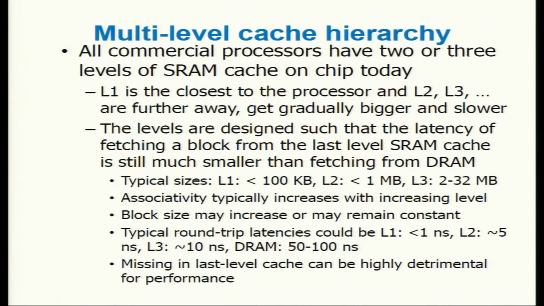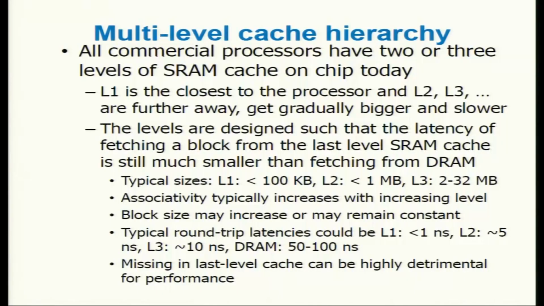So here are the typical parameters of a multi-level cache hierarchy that we find today. Typical sizes: L1 is typically less than 100 kilobytes, L2 is typically less than 1 megabyte, and L3 is typically 2 to 32 megabytes. And all these things sit on chip. Associativity typically increases with increasing level. Block size may increase or may remain constant. Block size is essentially the amount of data one cache element can hold.